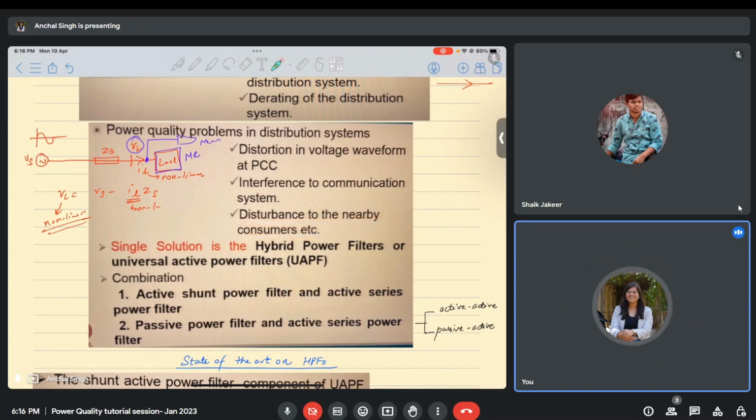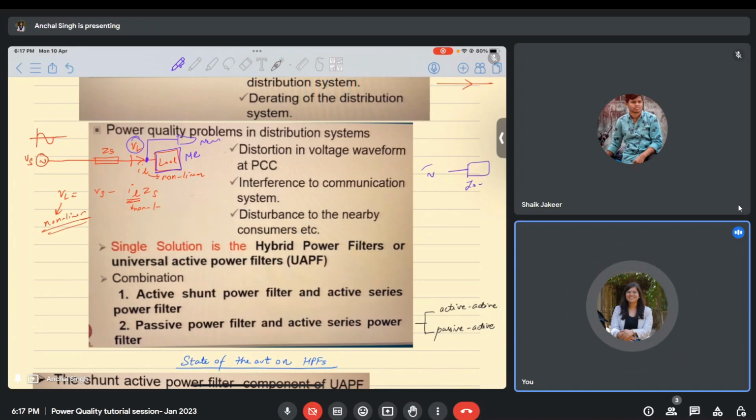And the long-term impact of these: nowadays in our homes, we just focus on whether electricity is there or not. If electricity is there in our home, we are happy. But is that the way to go? No. So what happens in the long run when we have low quality of power supply in our homes? The life of the electrical equipment connected to the load is reduced.